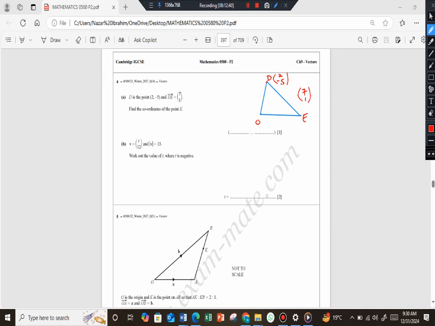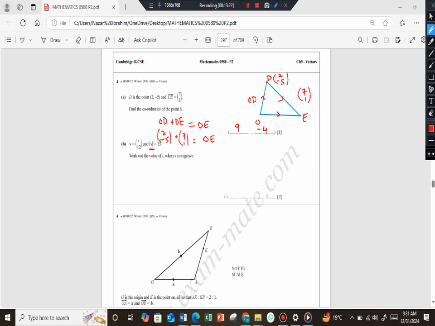We can say this as D, or we can also say it as OD, and there's OE, right? So OD plus DE, according to the addition of vectors rule, is equal to OE. Now OD is equal to 2, minus 5, and DE is 7, 1, which is equal to OE, basically the coordinates of E. So 7 plus 2 is 9, minus 5 plus 1 is minus 4. Clear? Okay.